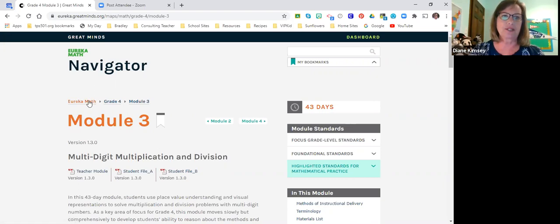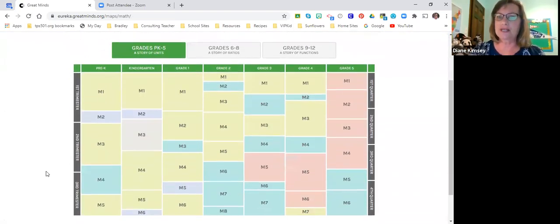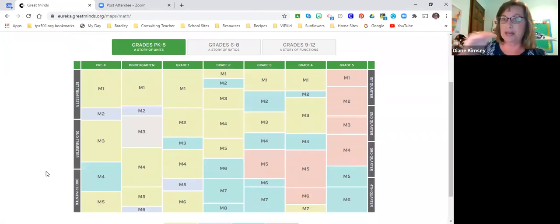I'm going to go back to here. It is so important that when you teach Eureka Math, you teach it one module, of course, at a time, but you teach them in order. So module 1, then 2, then 3. You keep them in order. It's much, again, like reading a novel.